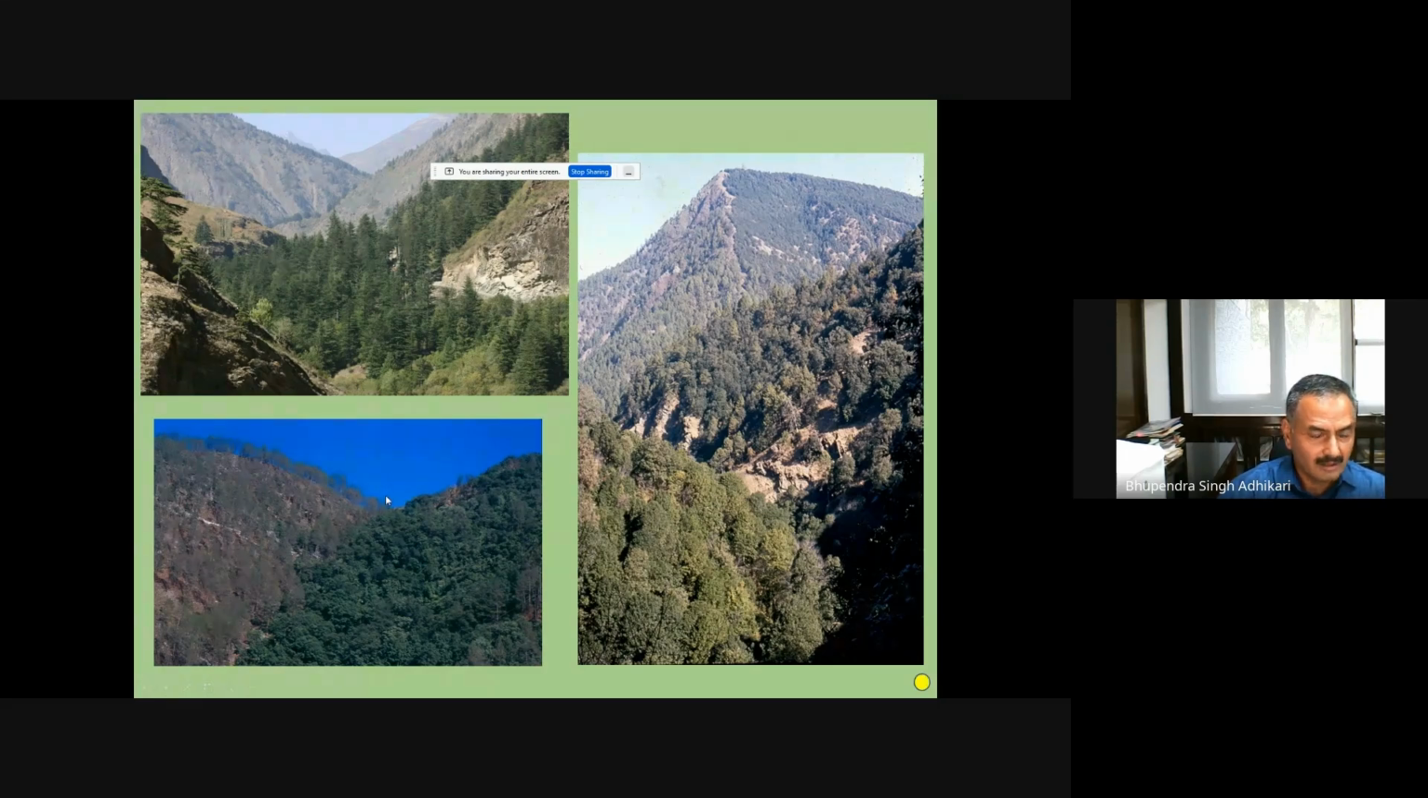And on the lower left, you can see the chir pine. Actually, here the rocks, basically this entire area, is full of quartz. But in between, there is a nala kind of thing. And on the right side, it is the same, but the line is different. So here also lots of components like Machilus, Litsea, all these elements form the forest.